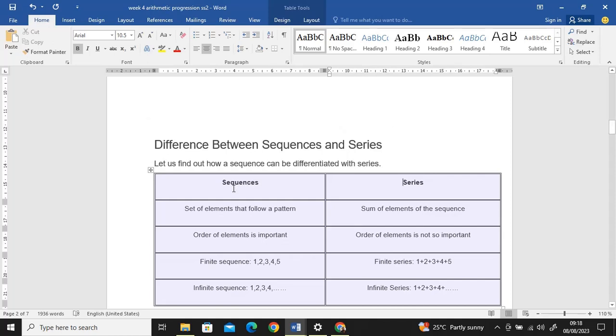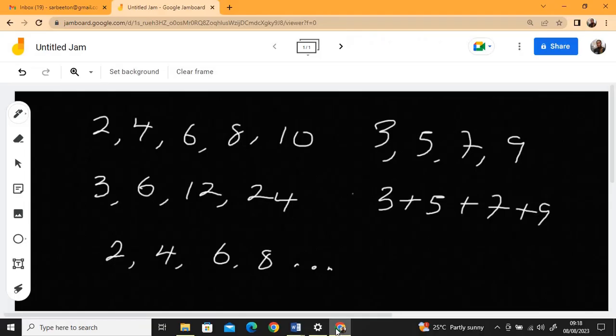Now the first one says set of elements that follow a pattern. It must follow a pattern. What that means is that if I write 1, let's say 5, and I write 8 here, this is not a sequence, because I added 4 to this one making 5, and I added 3 to 5 making 8, let's assume, and I add another one, I put 25 now.